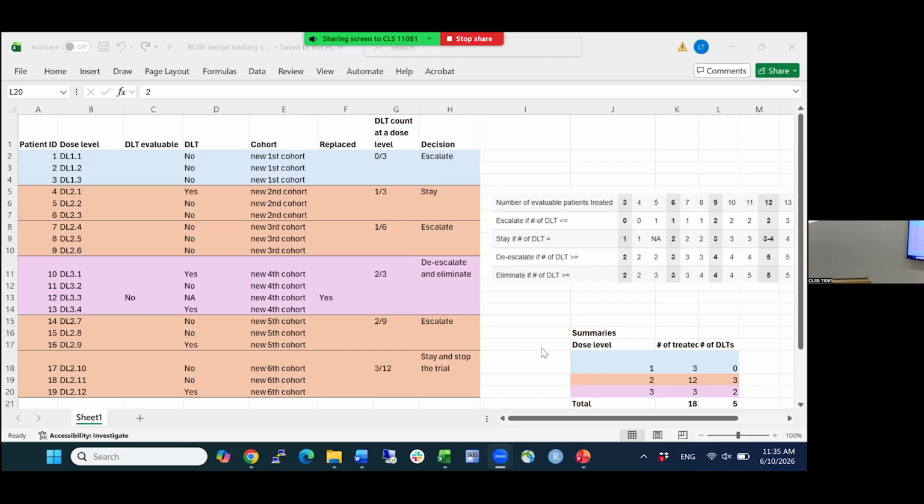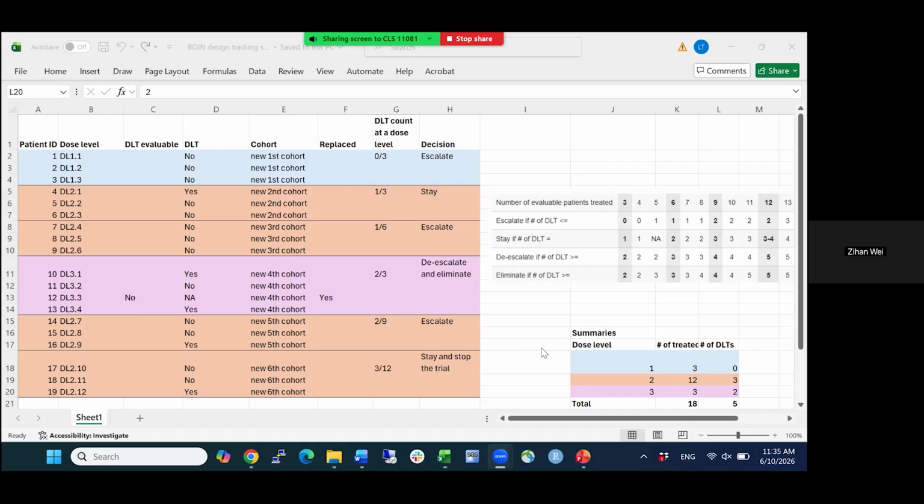But again, I guess the question is, should it be completely separate? I haven't fully explored how the BOIN backfill design works, and that's what I'm actually going to. So maybe we could have another session on that. I have actually seen it once.